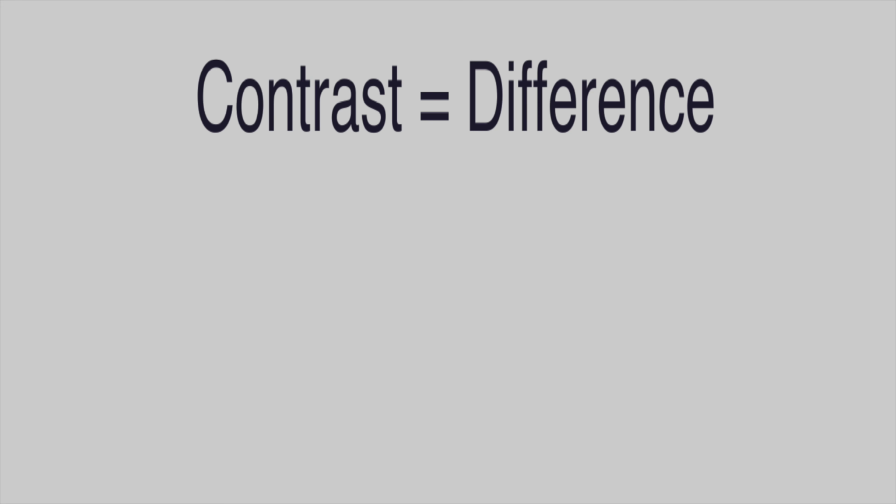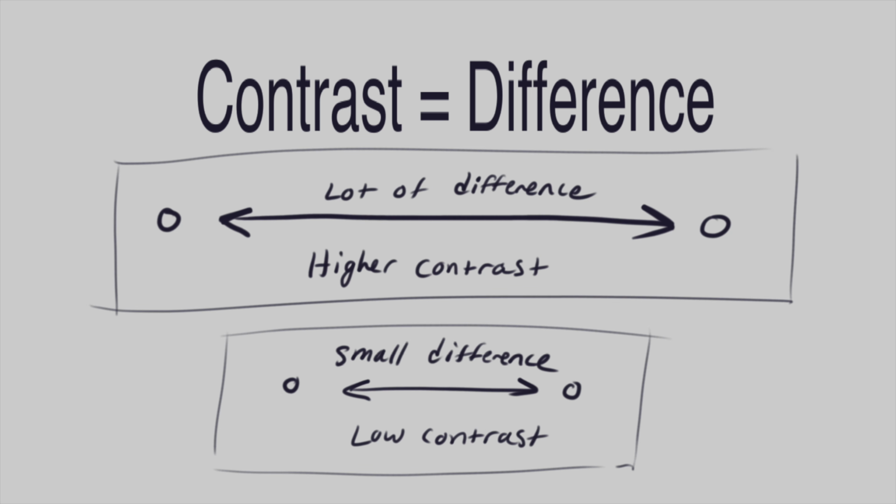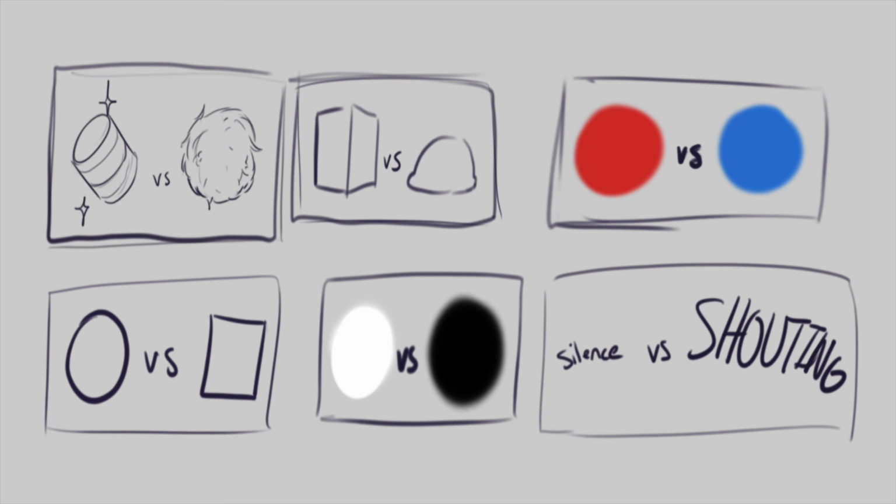In the simplest way possible, contrast equals difference. How much difference there is between two things measures how high or low the contrast is. Things like smooth versus fuzzy, hard versus soft, red versus blue, circle versus square, white versus black, silence versus shouting. These are high contrast because they are complete opposites of each other.